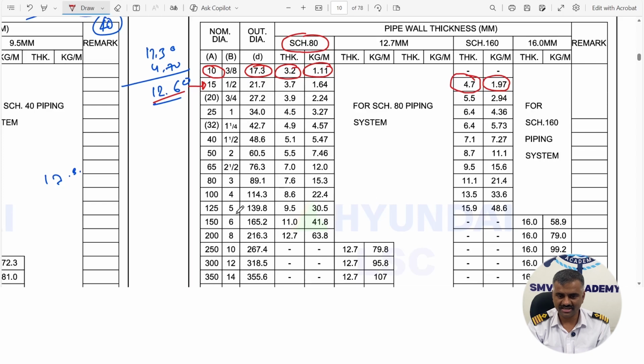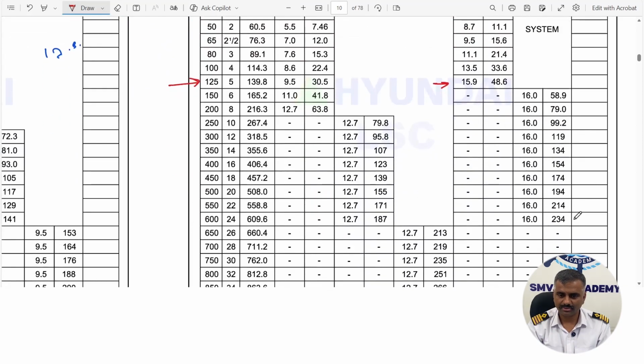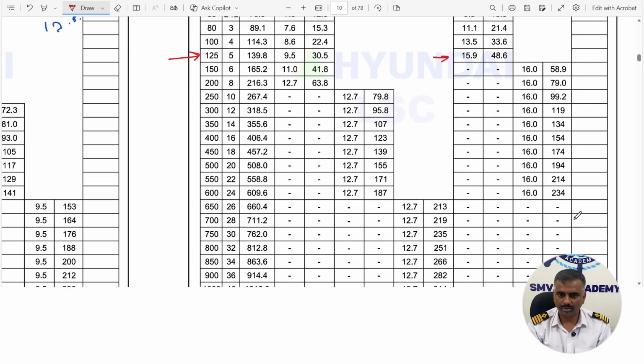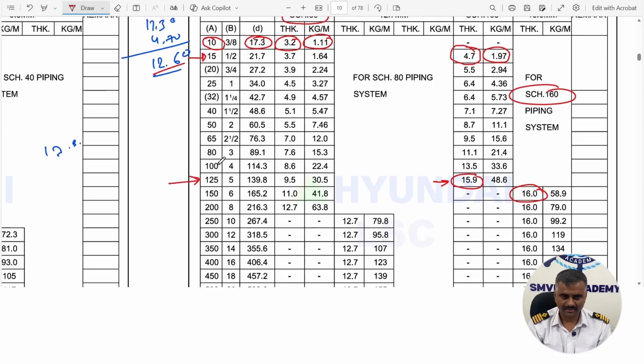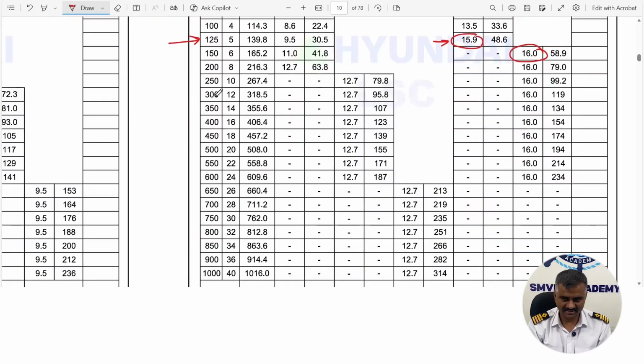Schedule 160 exists only up to say 125 mm pipe. After that the thickness becomes constant at 15.9 mm. 16 mm is the maximum thickness which can go for the schedule 160 pipe, and the weight varies accordingly as the nominal dia increases. You cannot order more than 600 pipe for schedule 160.